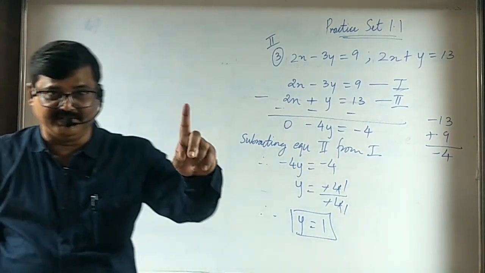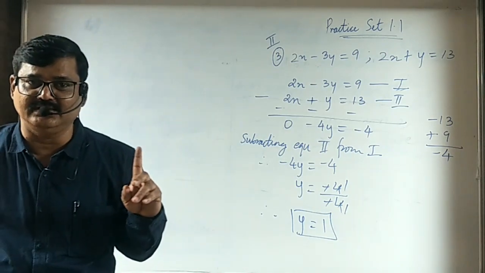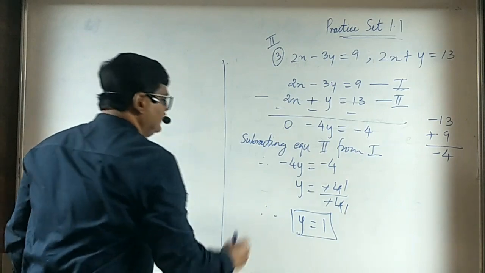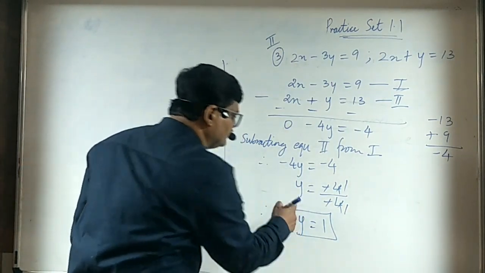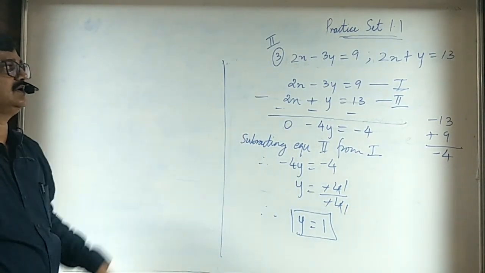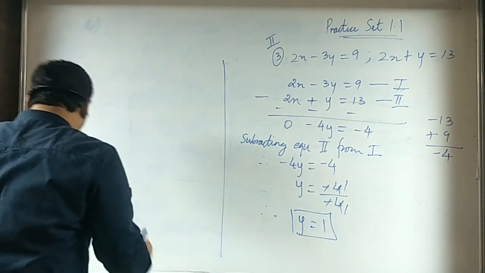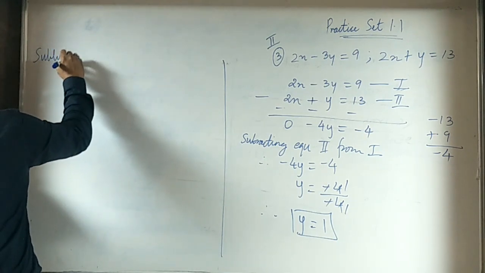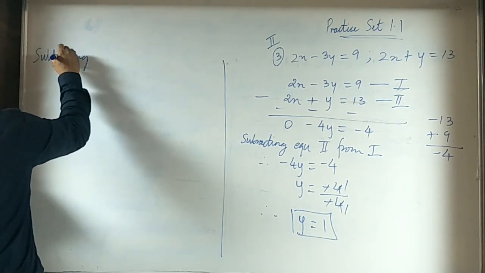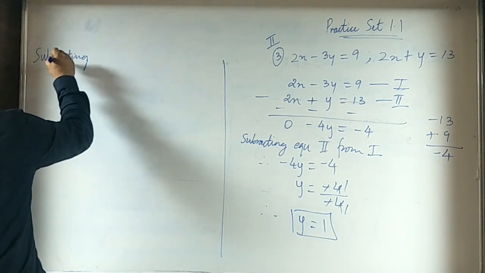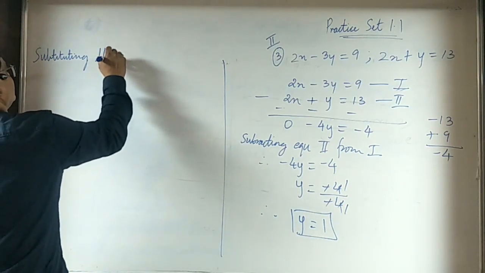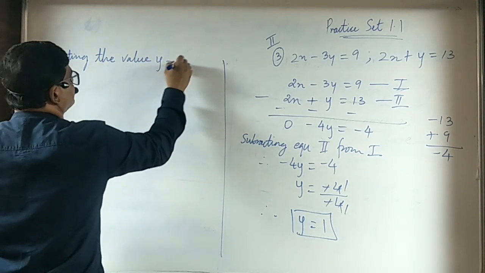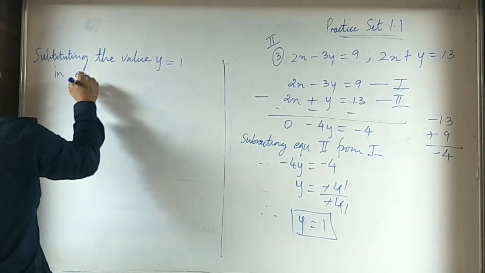I'll repeat again. In the first step we did the equalization, in the second step we did subtraction. And the third step, do you remember, is the substitution. You have to substitute the y value in either equation number 1 or equation number 2. So I'll write here: substituting the value of y, y is equal to 1, in equation number 1.